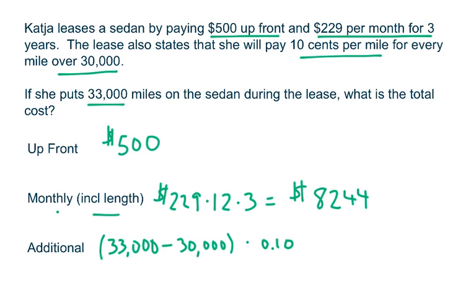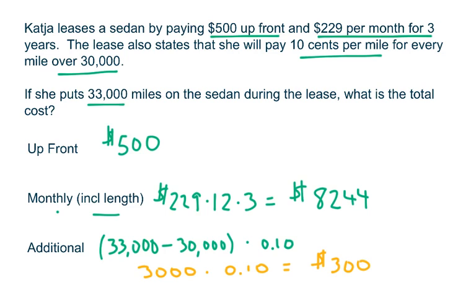And so what I have here is 3,000 miles that she's going to get charged for, multiplied by the 10 cents per mile that she's going to have to pay for those miles, and that's an additional cost of $300.